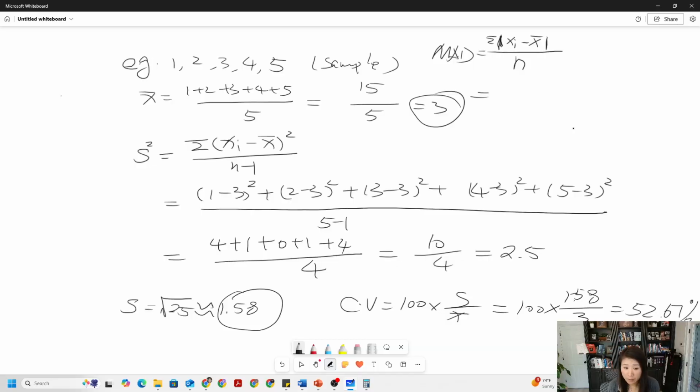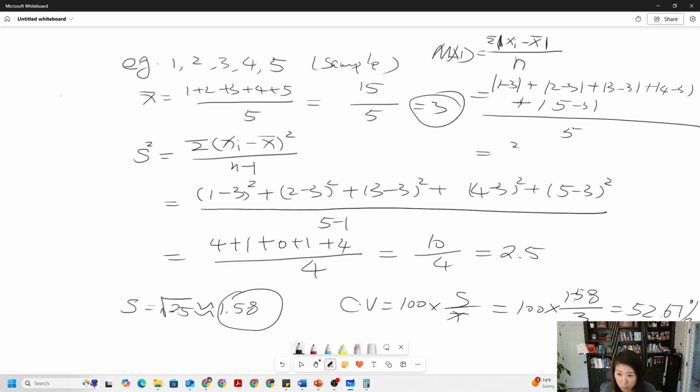Okay, so instead of squaring here, I'm going to use 1 minus 3 absolute value, plus 2 minus 3 absolute value, plus 3 minus 3 absolute value, plus 4 minus 3 absolute value, plus 5 minus 3 absolute value, and then divided by 5. Okay, no n minus 1. And then the numerator here, 1 minus 3 equals negative 2. The absolute value will be 2. And then negative 1 becomes 1, 0, 1, 2. Divided by 5. My numerator equals 6, divided by 5 equals 1.2.